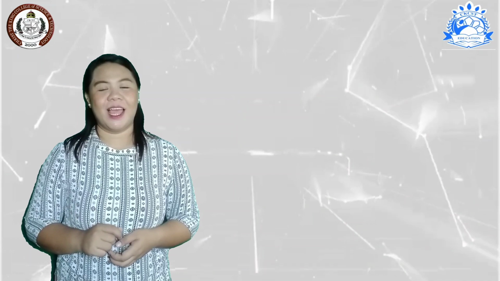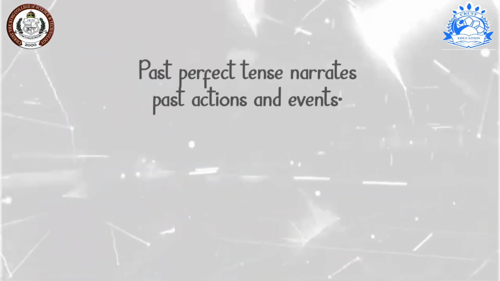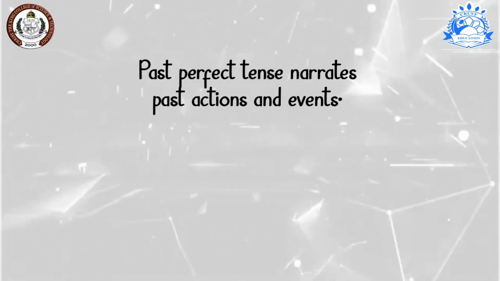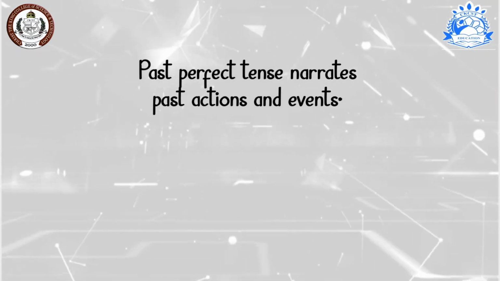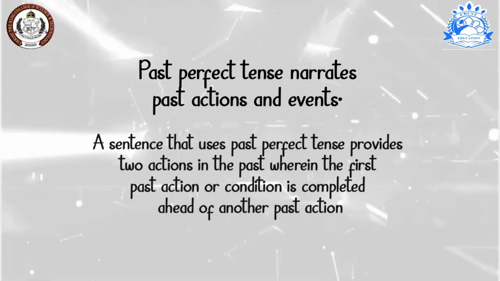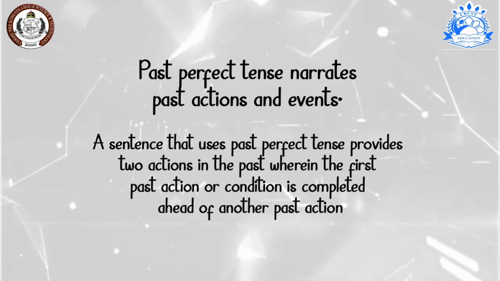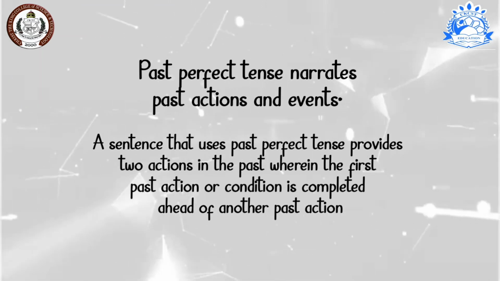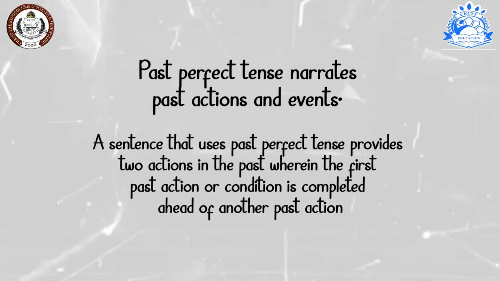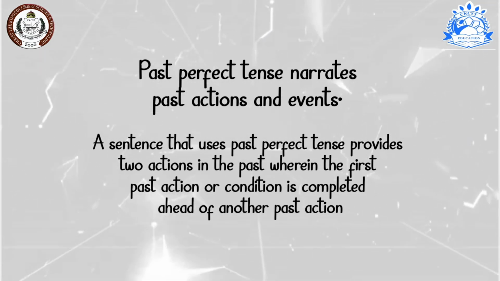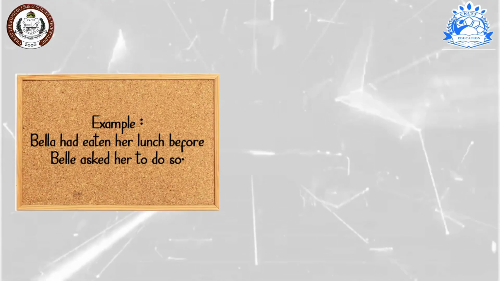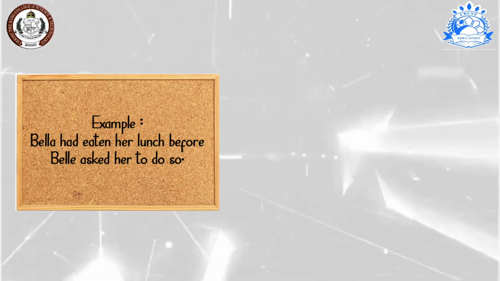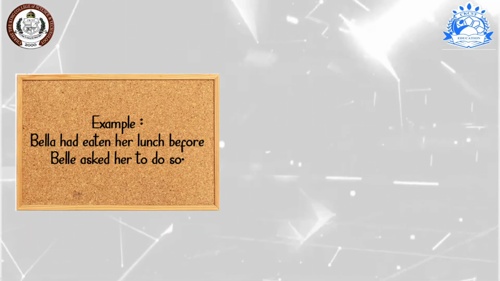Great answer. Let us now go ahead to past perfect tenses. Past perfect tense narrates past actions and events. A sentence that uses past perfect tense provides two actions in the past wherein the first past action or condition is completed ahead of another past action. For example, Bella had eaten her lunch before Belle asked her to do so.